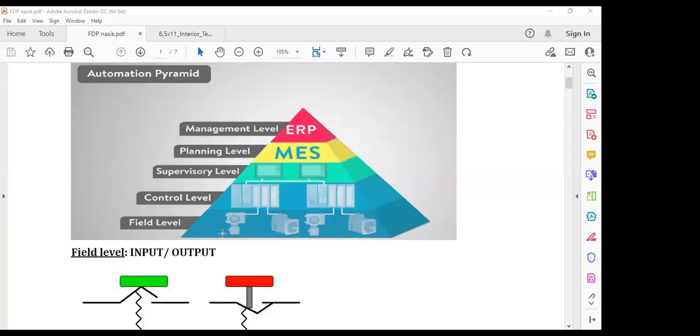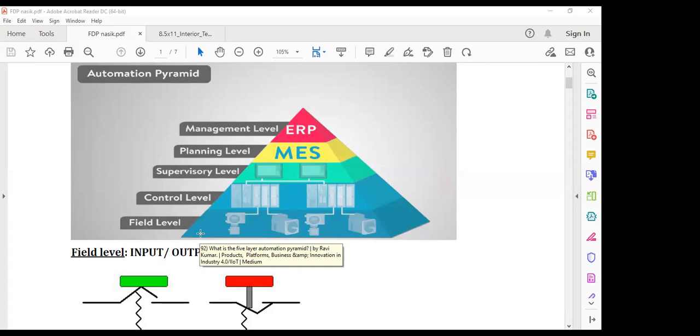We shall go through each. It won't take more time. Field level. Field level means field devices also we call it. Field devices generally inputs and outputs. In inputs, outputs, what shall we have?